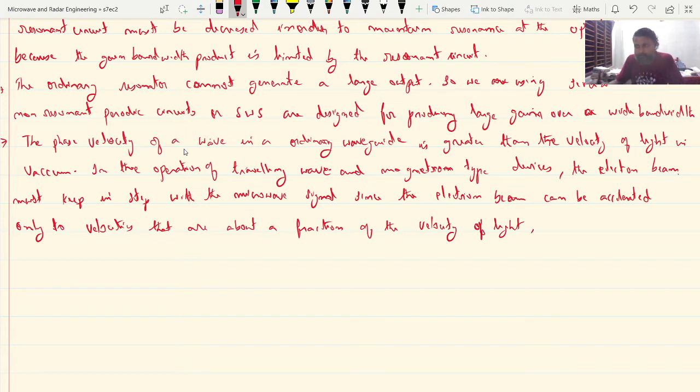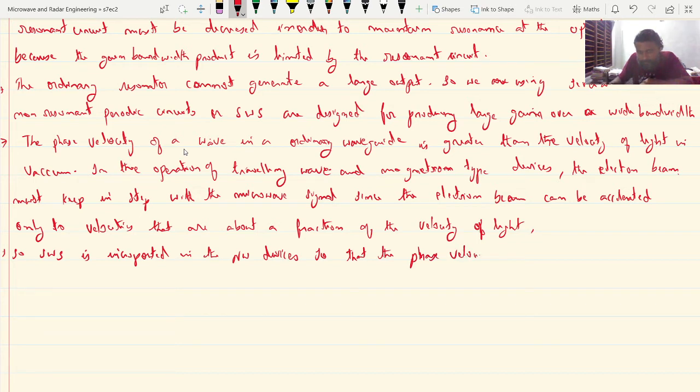Okay. So a slow wave structure is incorporated in the microwave devices so that the phase velocity of the microwave signal can keep pace with the electron beam.